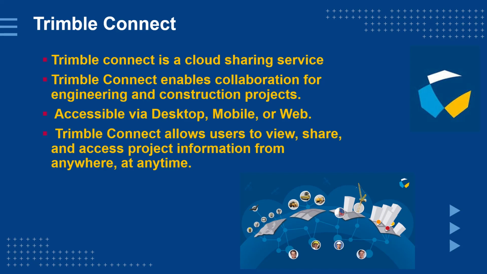So there are 3 applications you can use to access Trimble Connect. You have the Trimble Connect desktop, you have your mobile edition, which is available on your Android store or the iOS app store, and then you have your web edition online as well. Trimble Connect allows users to view, share and access all the project information from anywhere at any time.